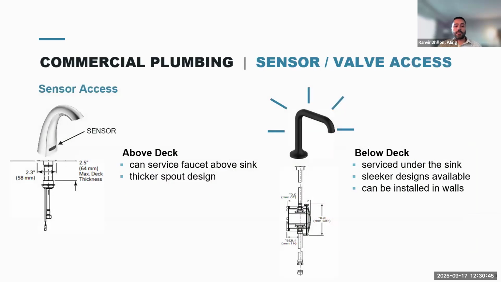You also need to consider above deck and below deck. So above deck is great because all of the components are above the deck and they can be serviced without having to go under the sink deck. Most faucets with larger and wider spout designs have above deck components. Below deck is where most of the components are located under the sink. So your electronics might be located in a box mounted under the sink or in a recessed cabinet. These components can also be mounted in chases or in walls, although they're harder to get into, but they do provide higher vandal resistance.